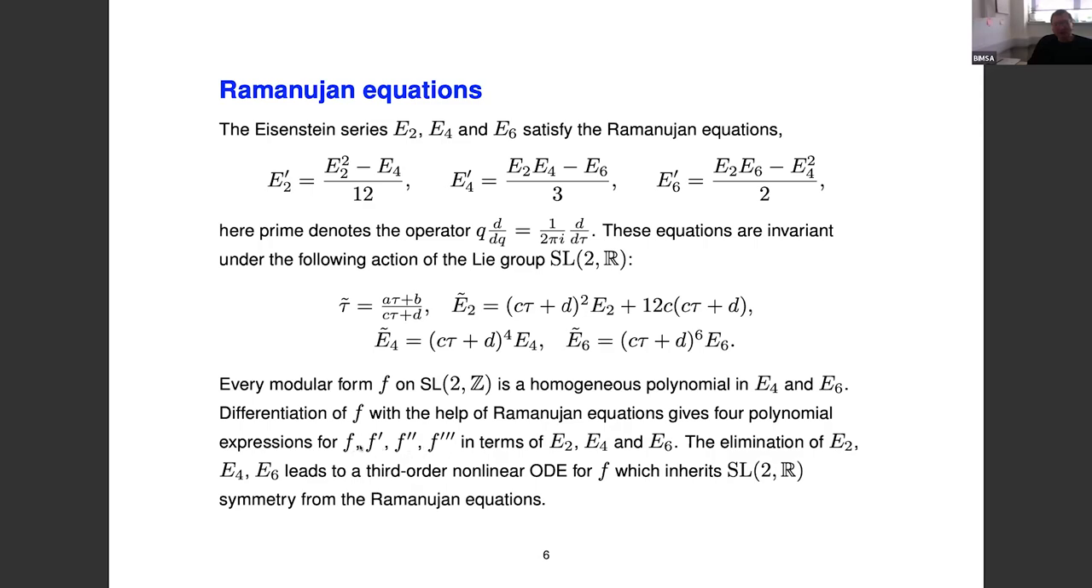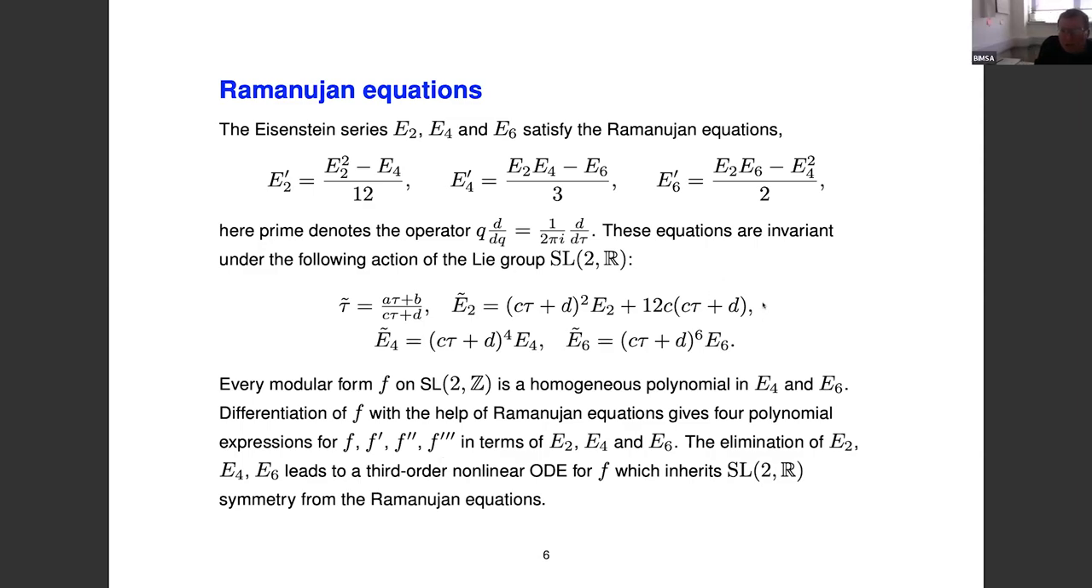All these four functions will be expressed in terms of E2, E4, and E6. In fact, F is expressed in terms of E4, E6 only, but when we differentiate, E2 will appear, because you see it appears here on the right-hand side. So we have four functions expressed in terms of these three expressions. We can eliminate E2, E4, and E6 and end up with a single relation connecting these four functions. This will be the required third order ordinary differential equation for F. And since the equations for E2, E4, and E6 are SL2R invariant, this invariance will be inherited by the third order equation, so it will also be SL2R invariant.